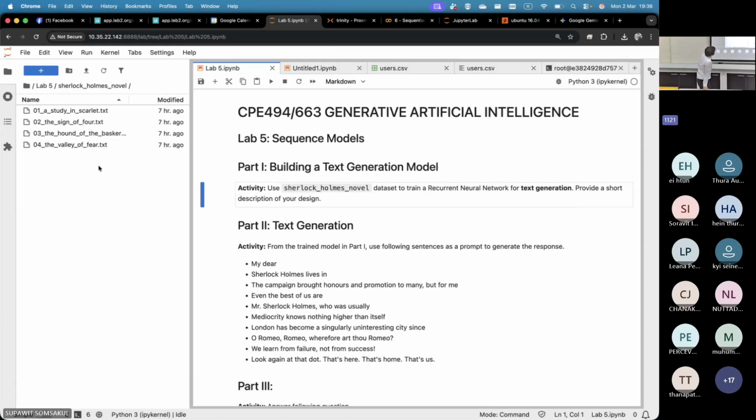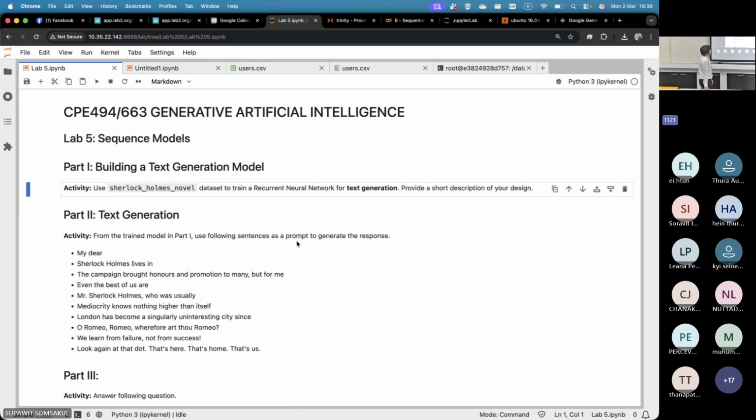So I want you to use these 4 files to train just a simple text generation model. You can use any architecture that you want, but just provide a short description of how you designed the model and how you prepared the dataset in order to build it. If you want the model to remember better, maybe you can try stacking layers. Yeah, you can use any design that you want.